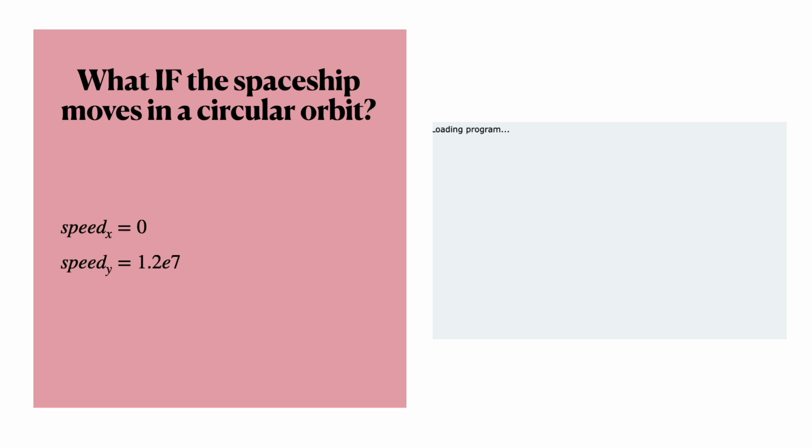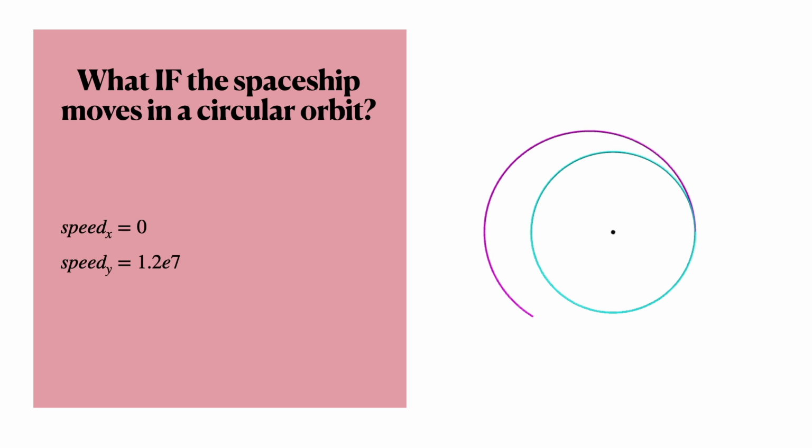The second question asks to predict the initial velocity of the spaceship for it to move in orbit around the black hole without crashing on the planet or the black hole. To find the answer to this question, I modified the initial velocity of the spaceship and observed its motion. I found that the velocity of 0 meters per second as an x component and 1.2 multiplied by 10 to the power of 7 meters per second as a y component makes the spaceship move in a circle-like trajectory around the black hole.